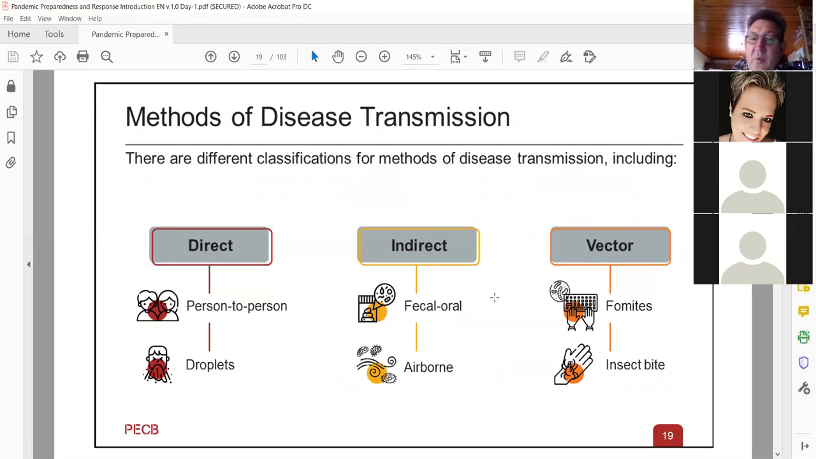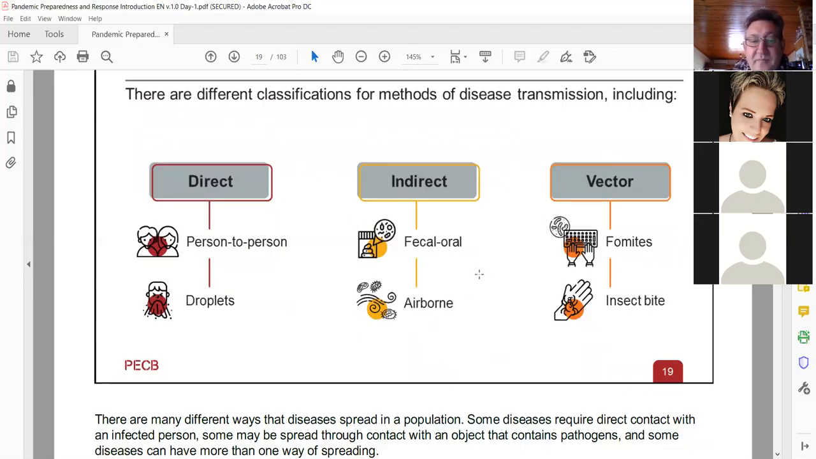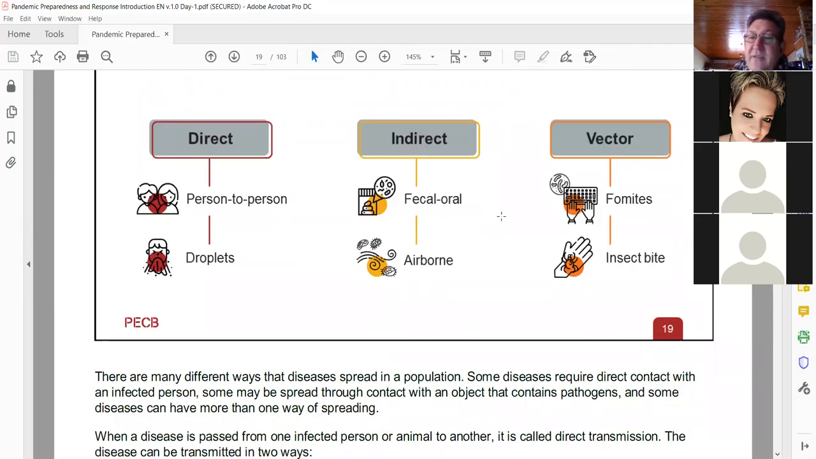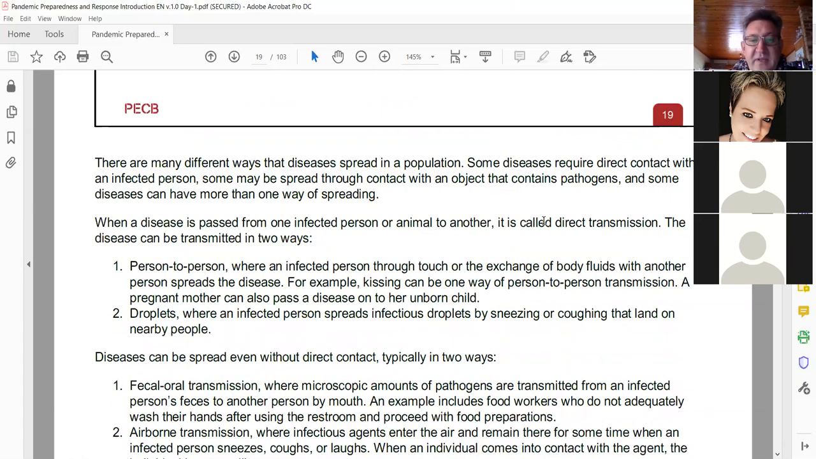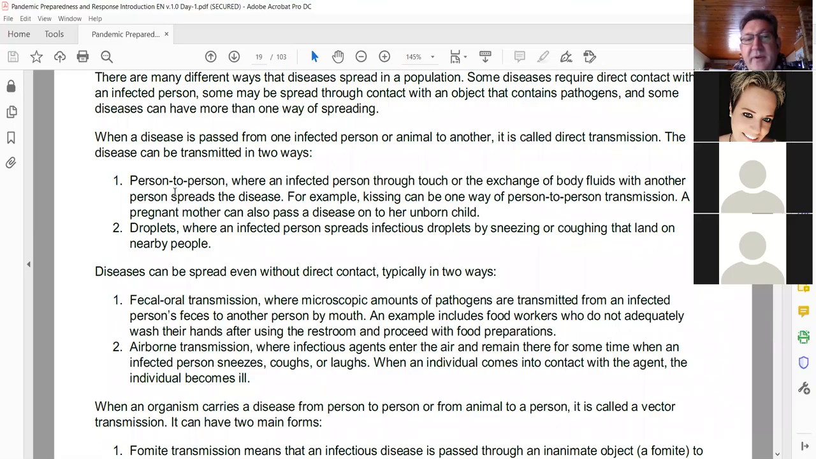Indirect, we're talking here about faecal-oral, and then airborne, and then vectors. Vectors are fomites and the insect bites that we are speaking of. Now, each of these is discussed here at the bottom. So, person to person, where an infected person, through touch or the exchange of body fluids with another person, spreads the disease. For example, kissing can be one way of person-to-person transmission. A pregnant mother can also pass a disease onto her unborn child. Now, this is prevalent in HIV/AIDS.